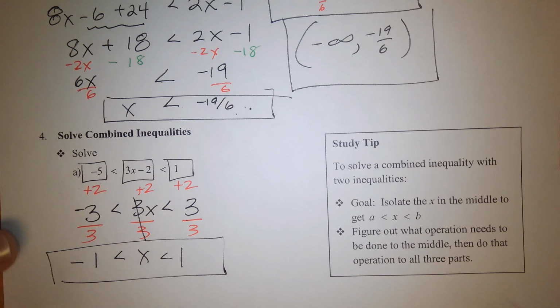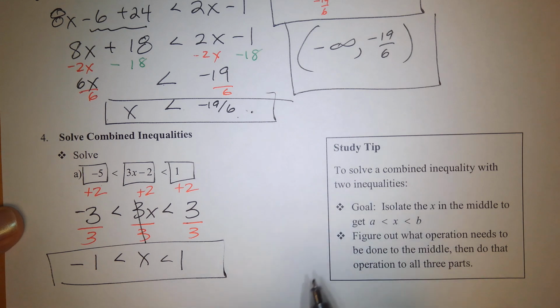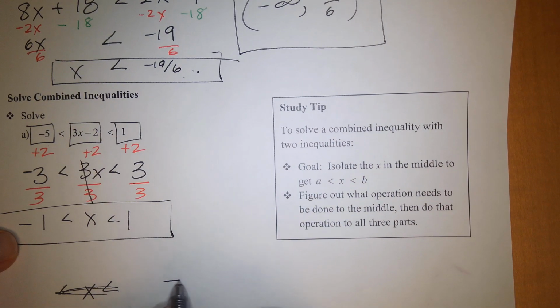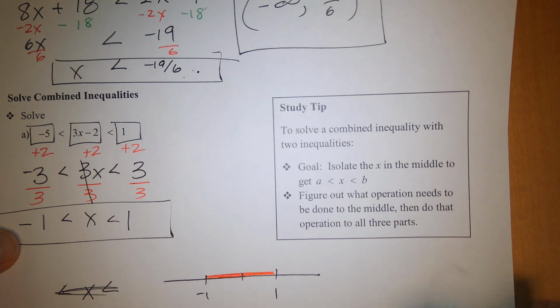Once you have the inequality solution, it's easy to find the graphical solution. So for this one, we're going to do the graph over here. The graph is going to be anywhere from negative 1 to 1. So we'll shade all of the area in between negative 1 to 1.